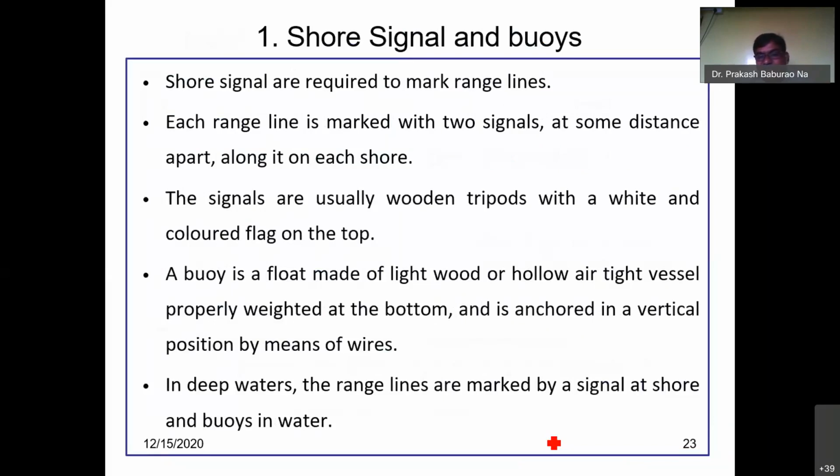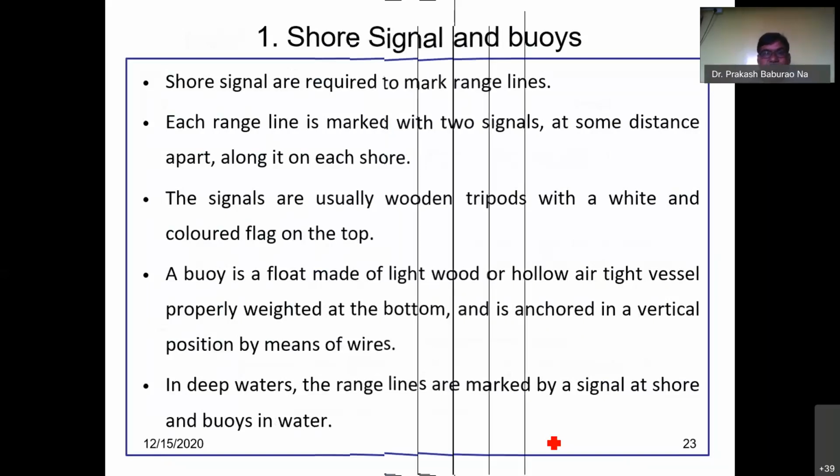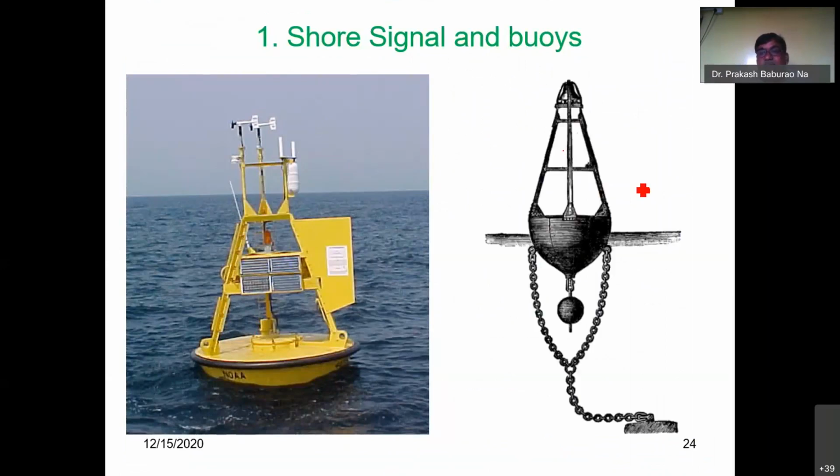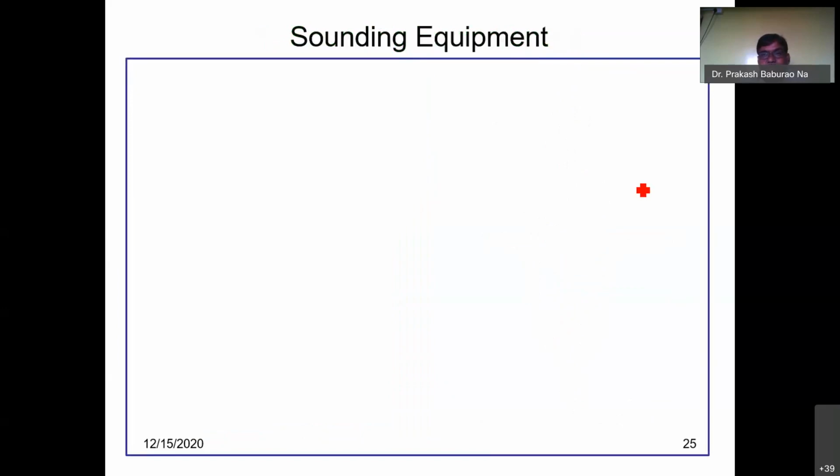In deep water, range lines are marked by a signal at the shore and buoys in the water. So look out, this is the part for locating the shoreline surveys, where you have to utilize the buoy. See, this is the photograph. You have to look out. This is the actual photograph of the instrument where we have to utilize sounding equipment.